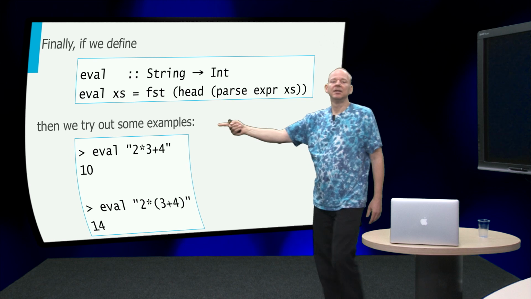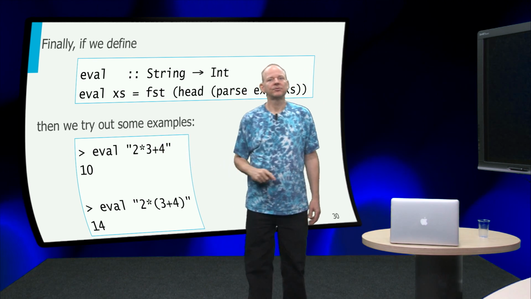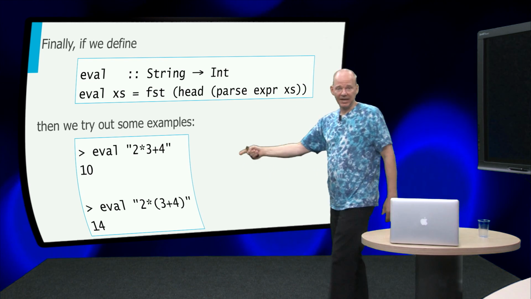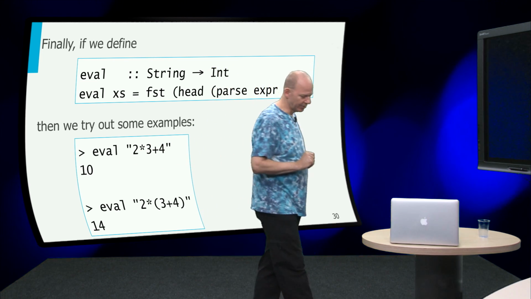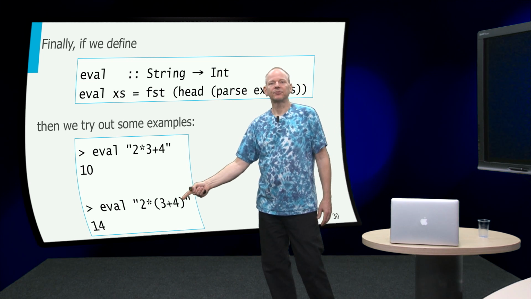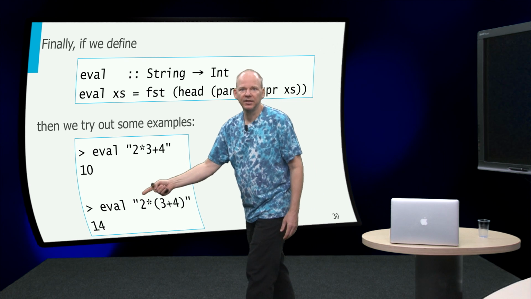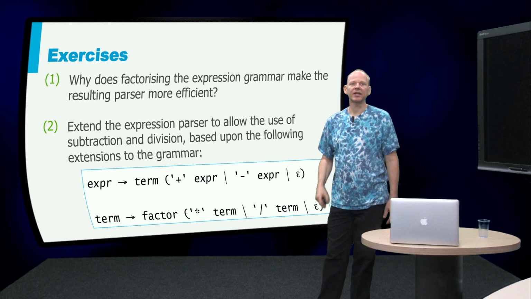So let's see here. If we're parsing 2 times 3 plus 4, that should return 2 times 3 is 6, plus 4 is 10. And guess what? That's the value we get. And if we're evaluating 2 times (3 plus 4), what we should get is 3 plus 4 is 7, times 2 is 14. Guess what? It behaves as expected.